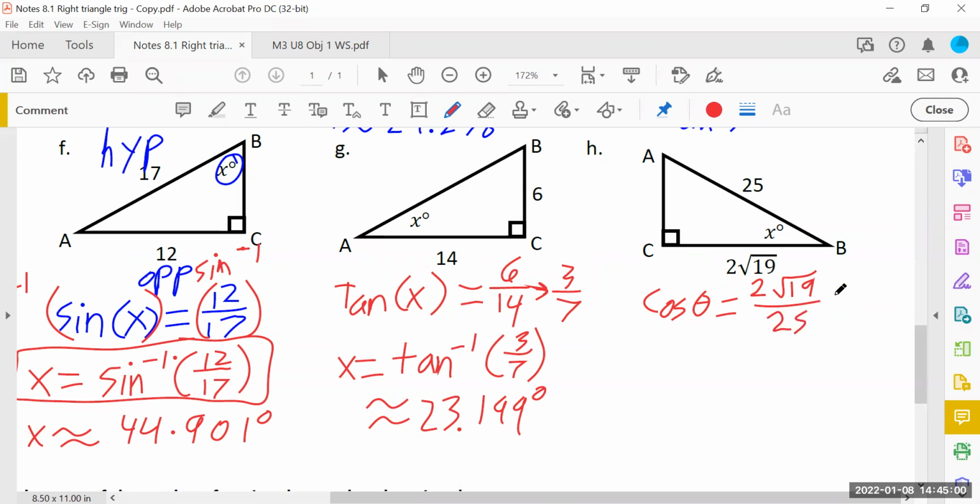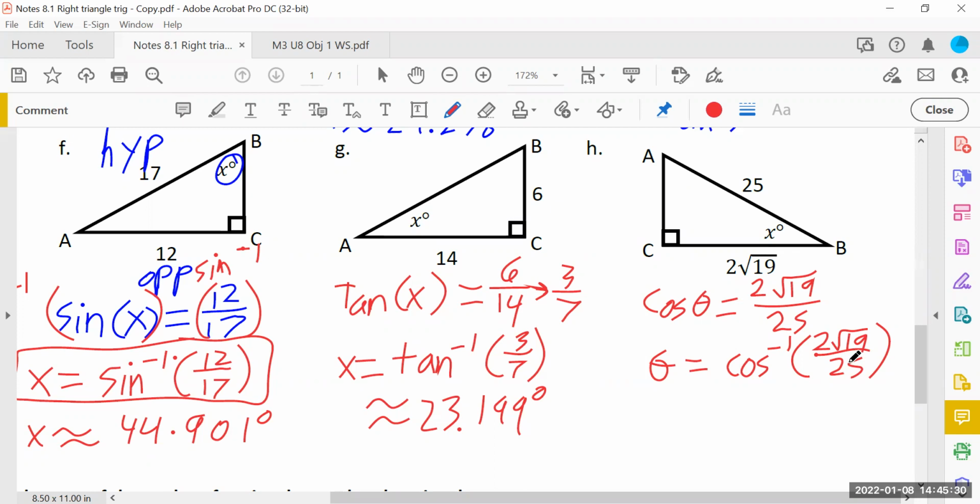At this point then, I can take the inverse cosine. Theta is equal to the inverse cosine of 2 root 19 over 25. And again, the idea would be to actually find, if you want the approximate answer, what 2 times the square root of 19 is. Get that answer, then divide it by 25, get that answer, and then put that into the inverse cosine.